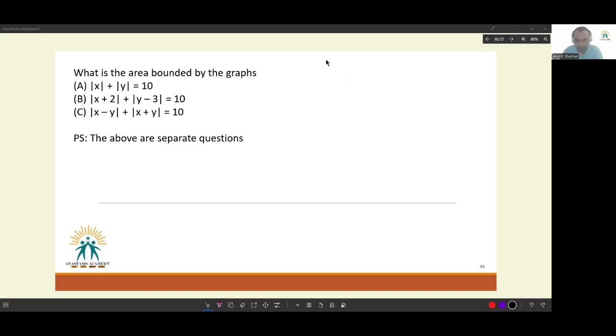The first one, see, if you don't know what shape is coming up, plot a few points and then you'll see. Hopefully you'll see the 4 corner points for the first graph are going to be (10, 0), (minus 10, 0), (0, 10), and (0, minus 10). It will be a rhombus created this way. And therefore, the area bounded by the graph.